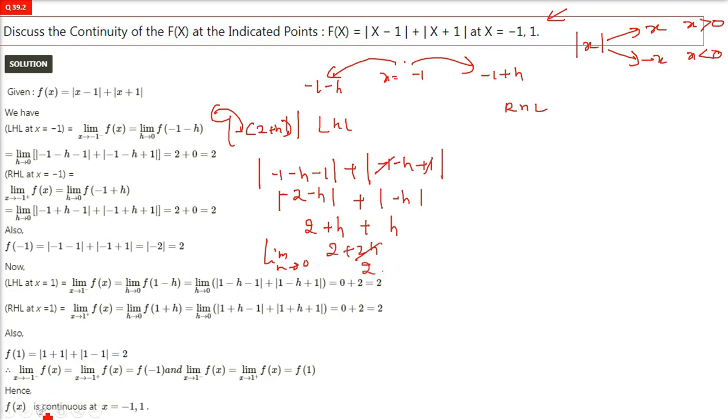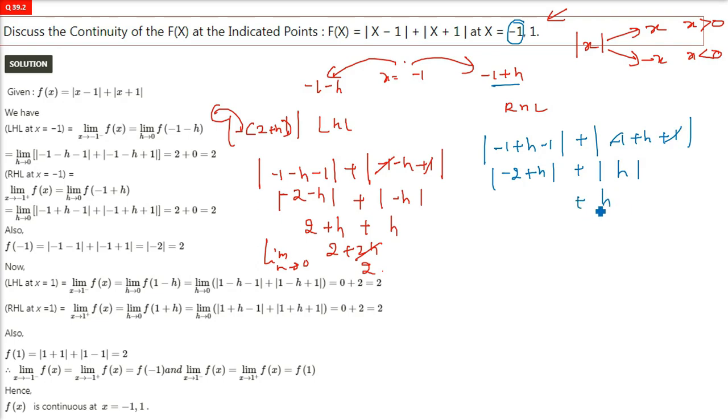So the left hand limit of this discussion is 2. Now coming to the right hand limit. Wherever x is there, we'll put minus 1 plus h. So minus 1 plus h I am putting in place of x. Here also minus 1 plus h plus 1. Okay, so here we have minus 2 plus h plus 1 minus 1, you can cancel, it will be h.